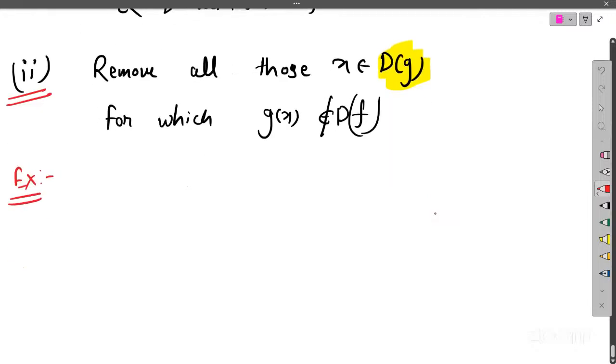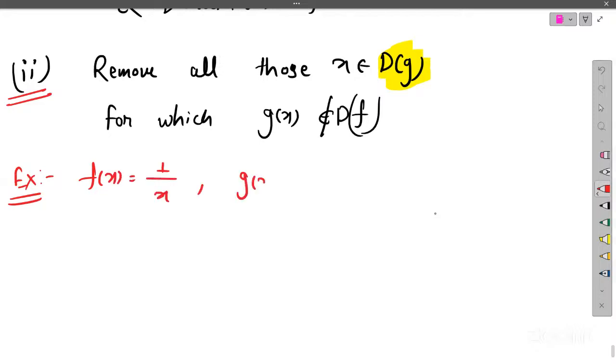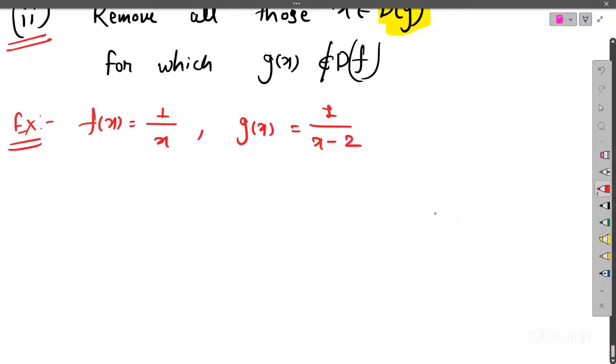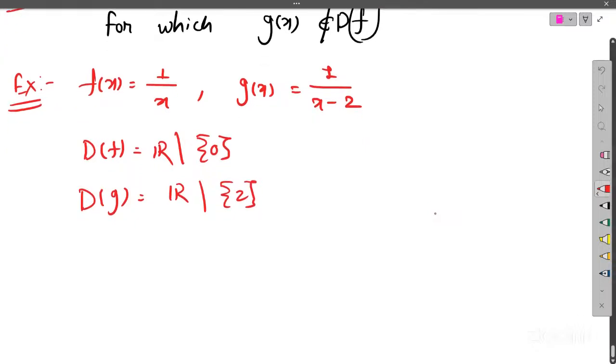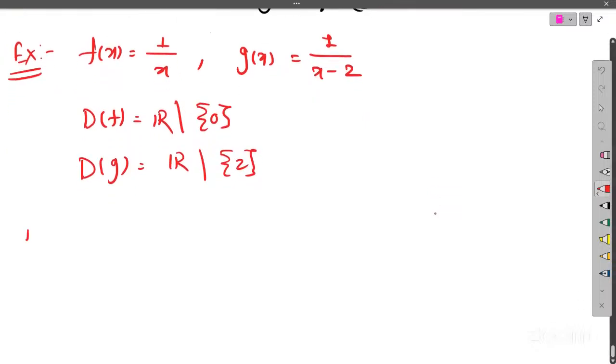For example, if I take f of x equals 1 by x and g of x equals, suppose, 1 by x minus 2. Then what will be the domain of f? All real numbers except 0. And the domain of g will be all reals except 2, because at these 0 and 2 we are getting infinity. Now, what will be the domain of f composite g?